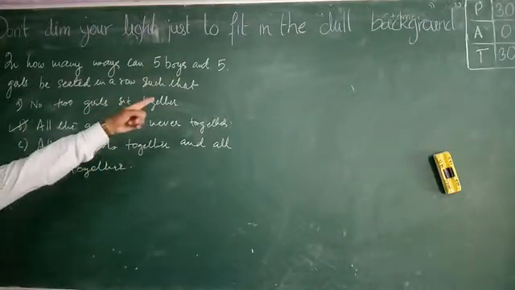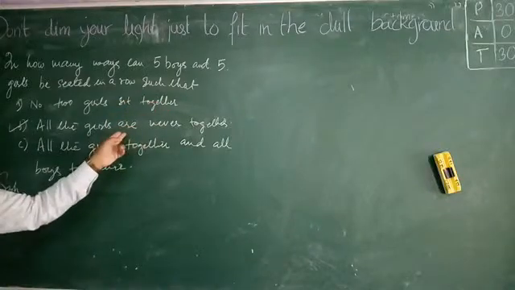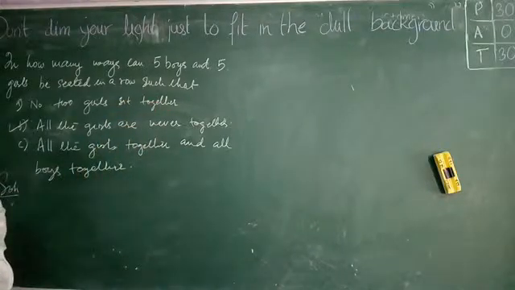How many girls are there? 5. According to this statement, 2 girls can sit together. Yes, sir. 3 girls can sit together. Yes, sir. 4 girls can sit together. Yes, sir. All should not be together. Yes, sir. That is the difference. Is this okay? Yes, sir.